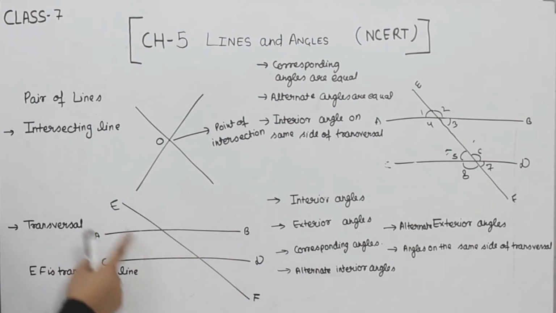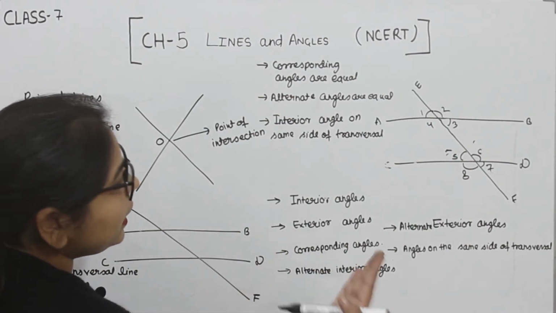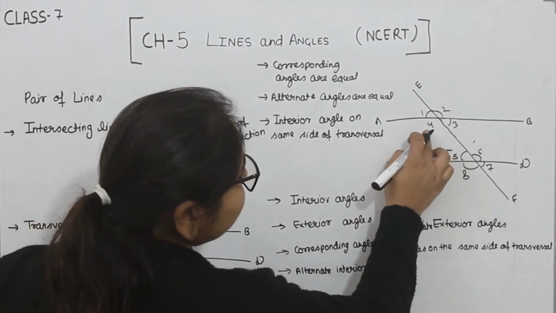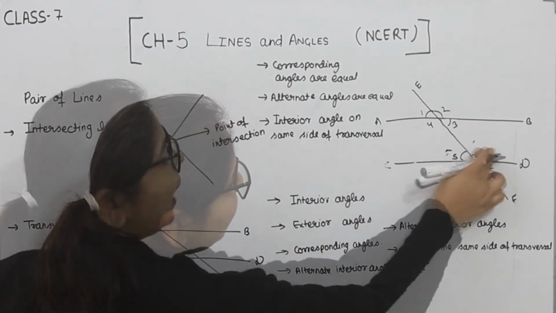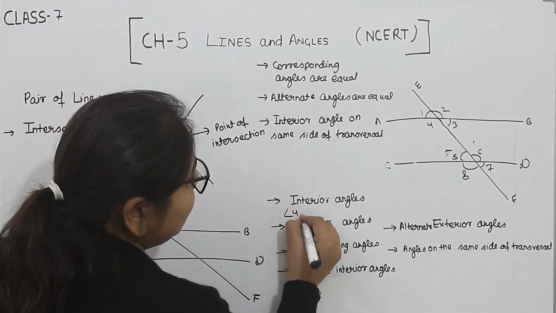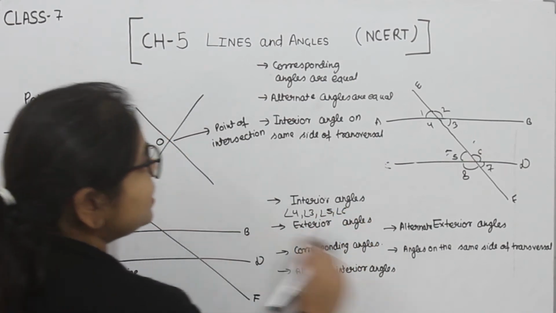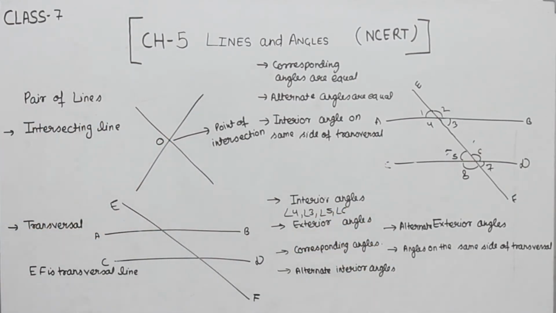Now if two parallel lines are here and the third line is intersecting, this one is the transversal line, then a number of angles form. Start first with the interior angles. The interior angles are the angles on the inner side of the figure. Angle number 4, angle number 5, angle number 3 and angle number 6. They are on the inner side of the figure, so they are called the interior angles.